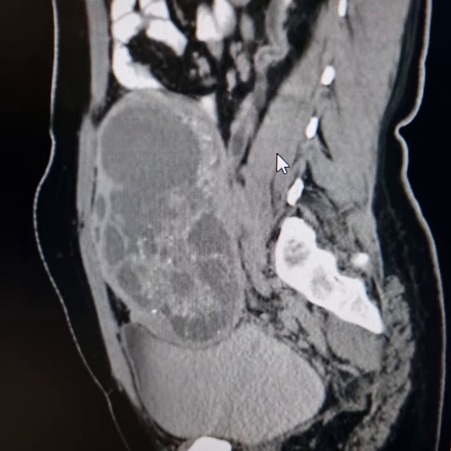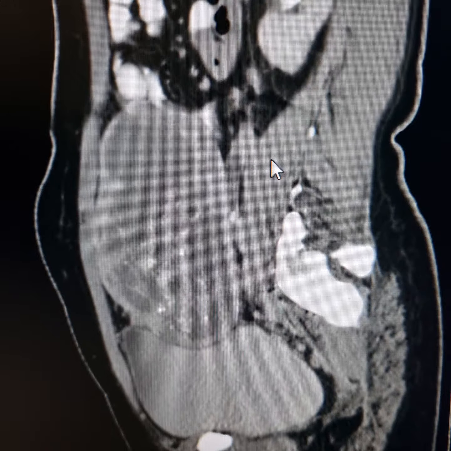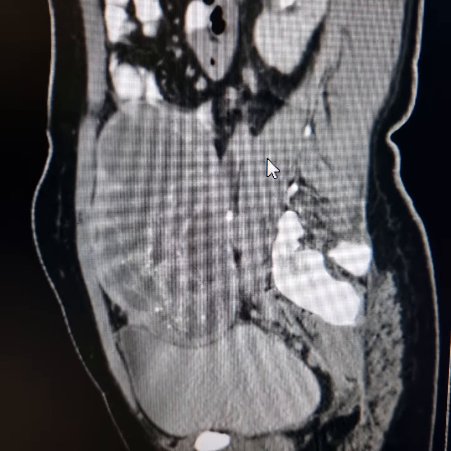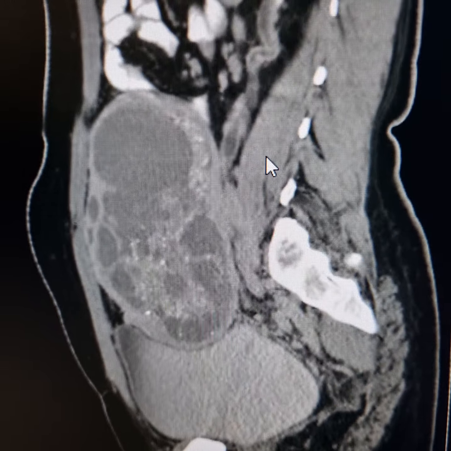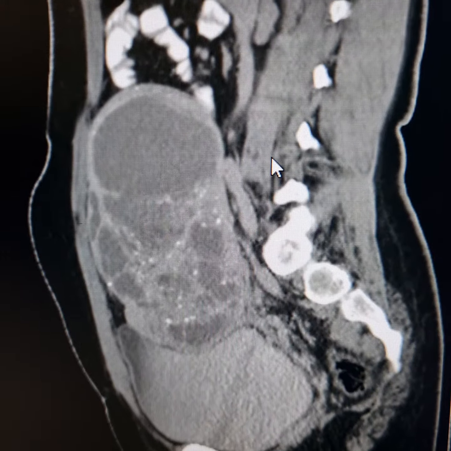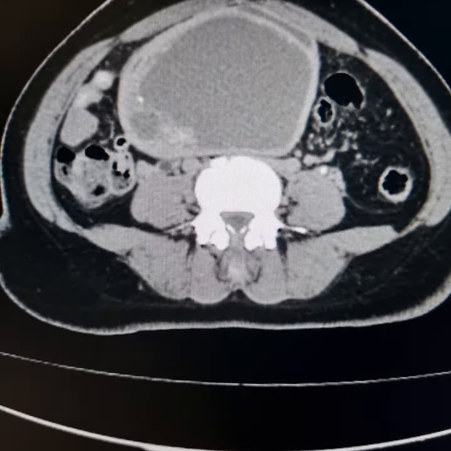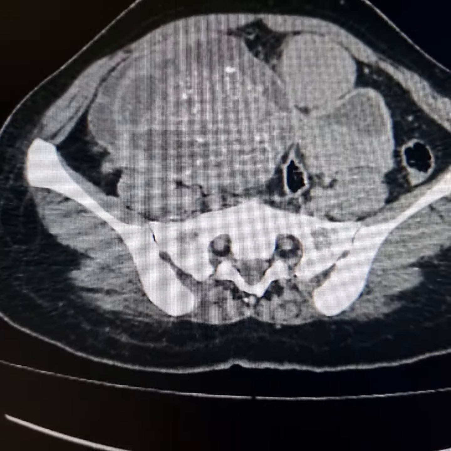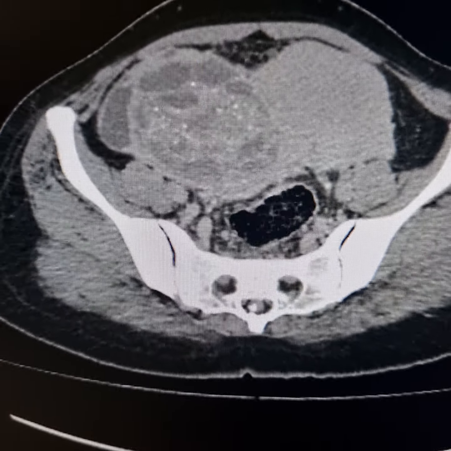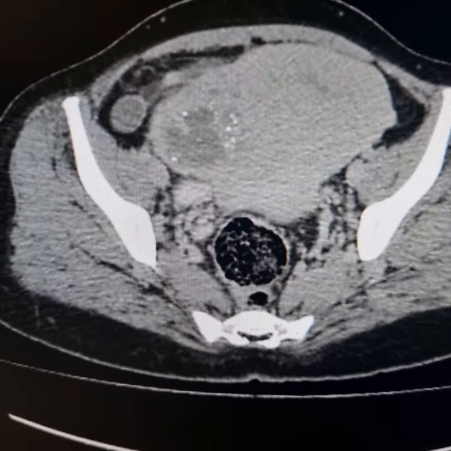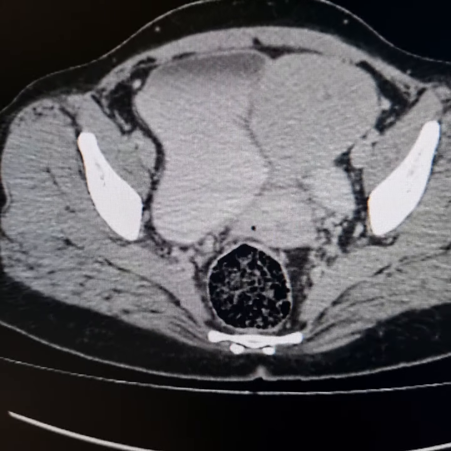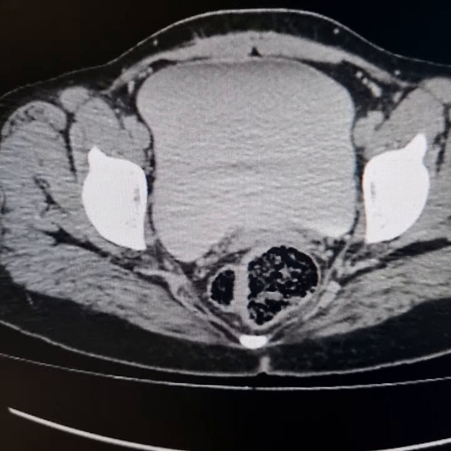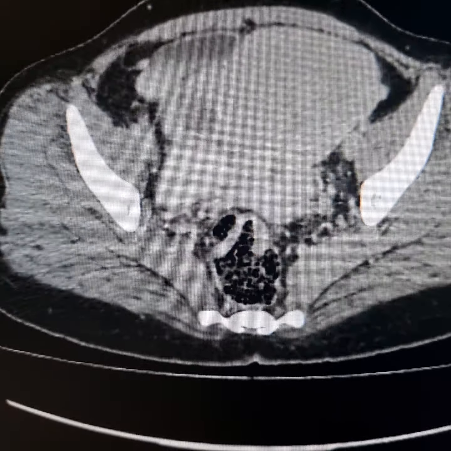So in such cases, we must always look for any other cause of the ureteric obstruction rather than the ovarian malignancy. This is the delayed scan of the pelvic masses. There is no involvement of adjacent gut segments or the urinary bladder.